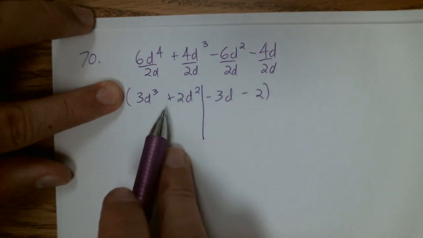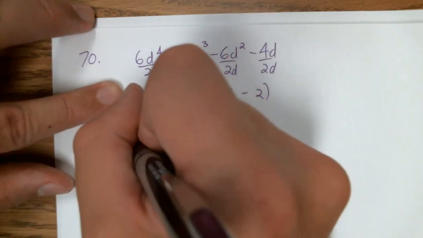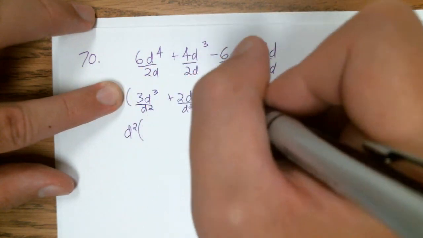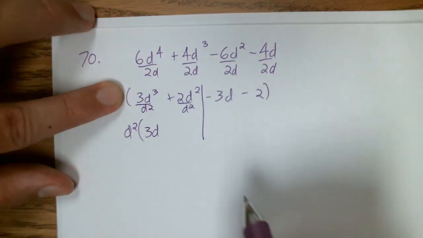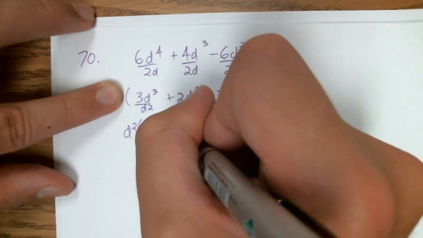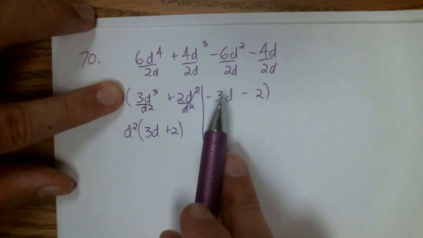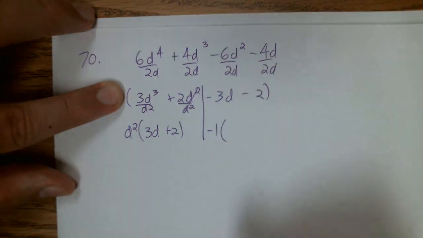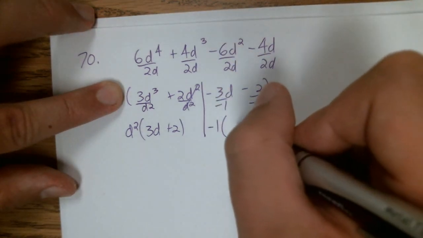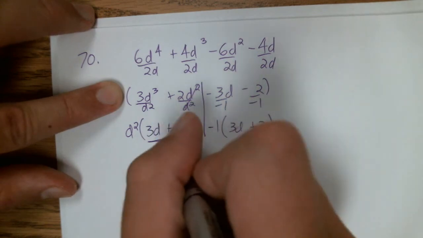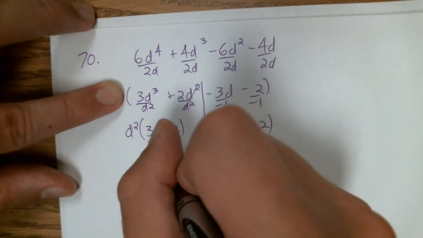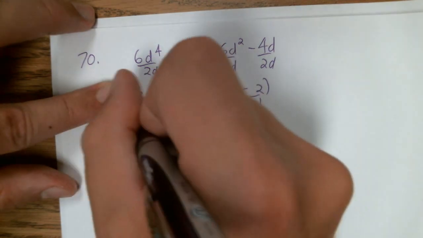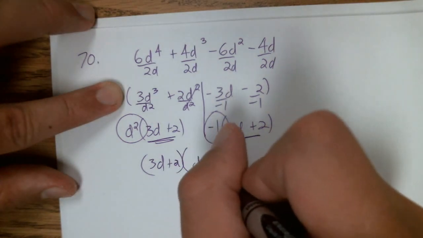What can I pull out here on the left? I can pull out a d squared. Okay, if I divide by d squared, that's going to leave me with 3d. The d squareds cancel, 3d plus 2. Here we go, that front term is negative, so when that front term is negative, I got to pull out a negative, and I can't pull out anything else, so all I can do is pull out a negative 1. Divide both of these guys by negative 1, and I'm going to get 3d plus 2. So that's good. Notice that they match. So one factor is the 3d plus 2, and the other factor is the leftover stuff, d squared minus 1.